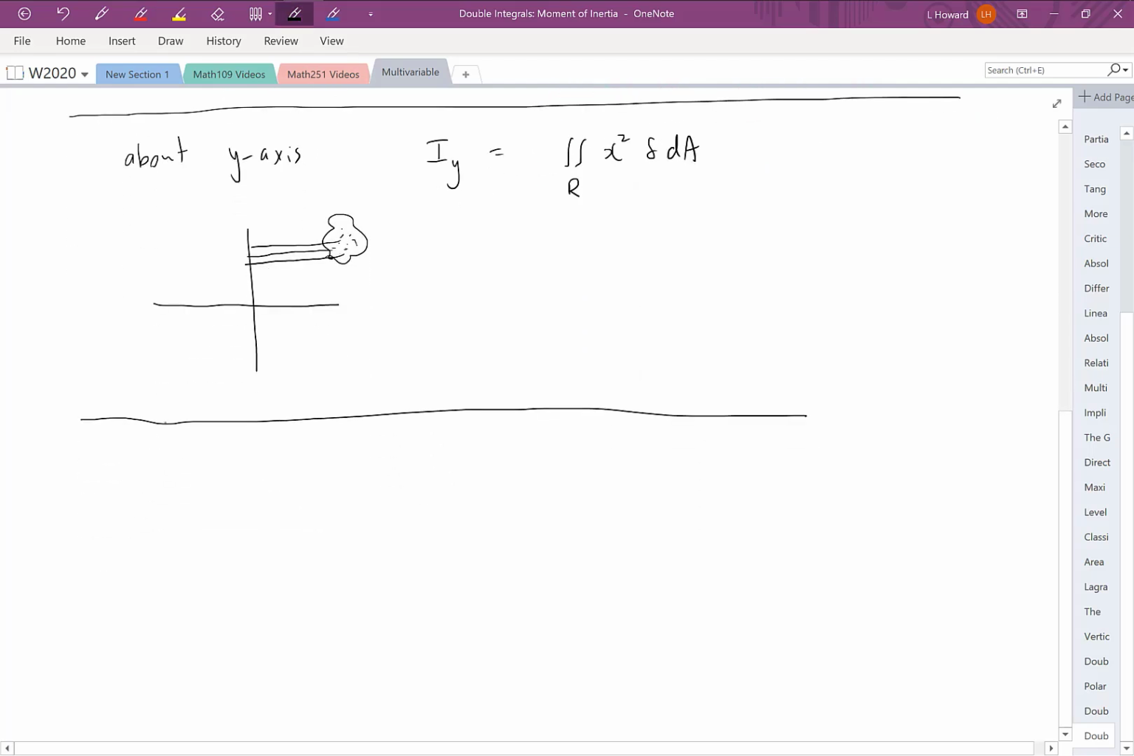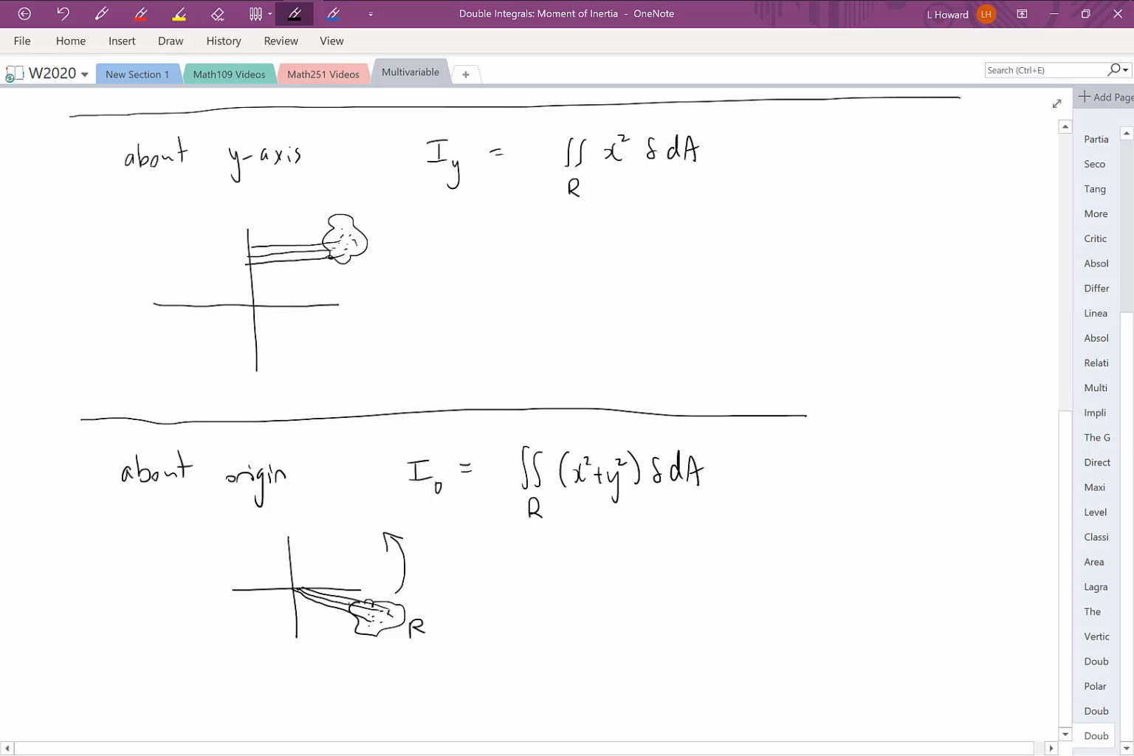And then finally, our moment of inertia about the origin. We will call this I sub 0, and that's going to be the double integral over R of x squared plus y squared times delta dA. So this is really the sum of I sub x and I sub y. In a picture, you've got some region R in the xy plane, and you're calculating the distance squared of each of your points from the origin. And you're thinking about a rotation happening about the origin, so this way.